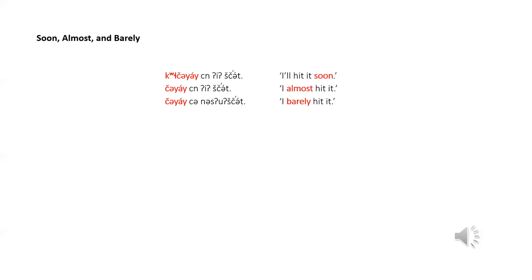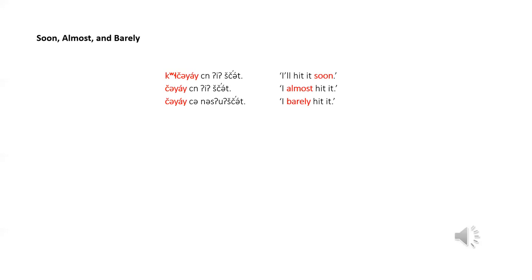The meanings almost and barely are not really time expressions, but they are meanings of qi, which is a time expression when it has a prefix. This is a great example of how grammar affects the meaning of a word. Qi can mean soon, almost, or barely, depending on the grammar of the sentence it's in. When qi has the prefix, it means soon.